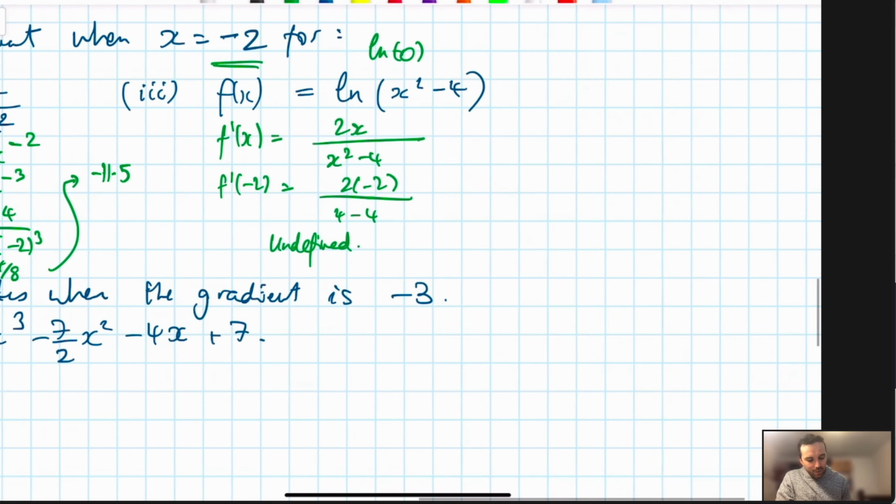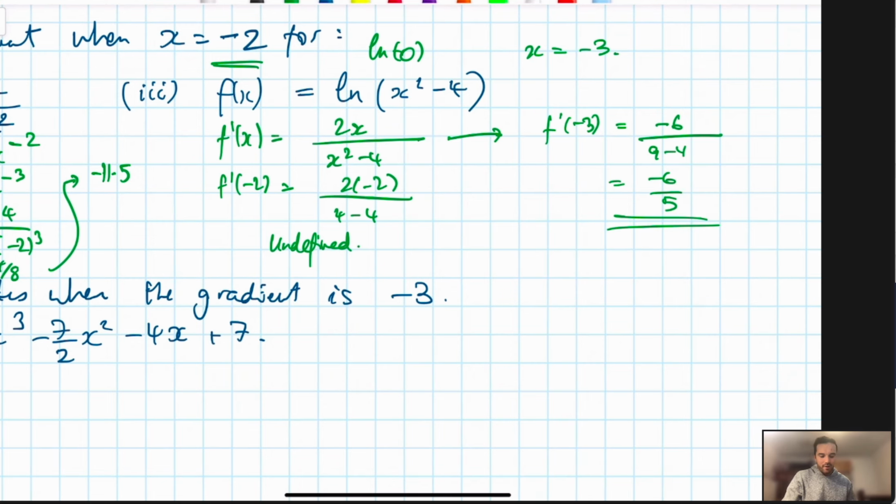So what we're going to do is we're going to practice doing x is equal to -1. No, that's not going to work. Let's go x is -2.3. That should work. Okay, let's see that. So let's plug in and let's just practice doing this just so we actually get an answer. -6 on, it's going to be 9 minus 4, -6 on 5. There we go, there's our gradient.